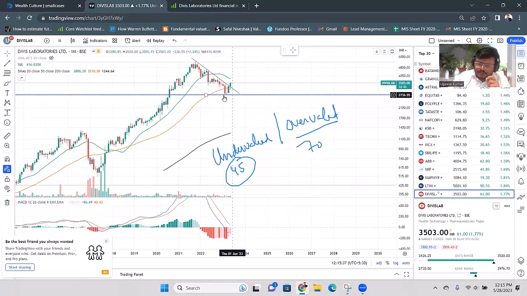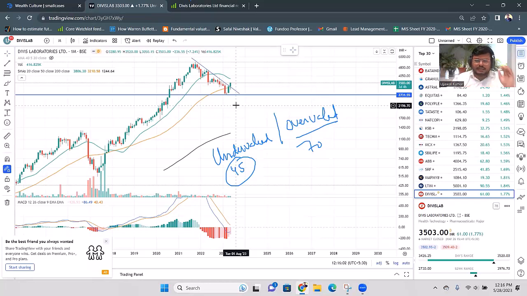The stock does seem to have bottomed out here. It has taken support, both in terms of price and in terms of the moving average also. So see, as a long-term investor, I cannot be very accurate, but I can be more or less right. And that is what I'm trying to do. I'm trying to be more or less right. I don't want to be accurately right.